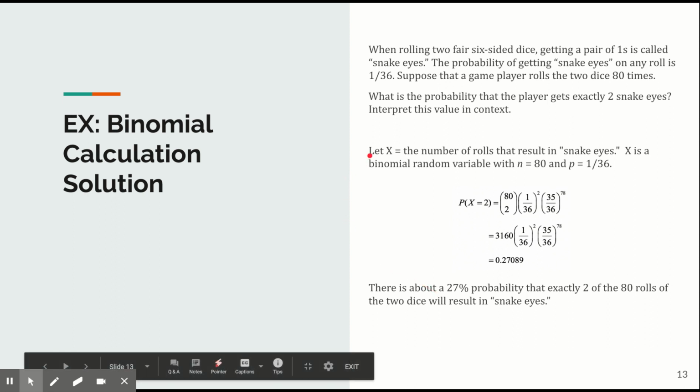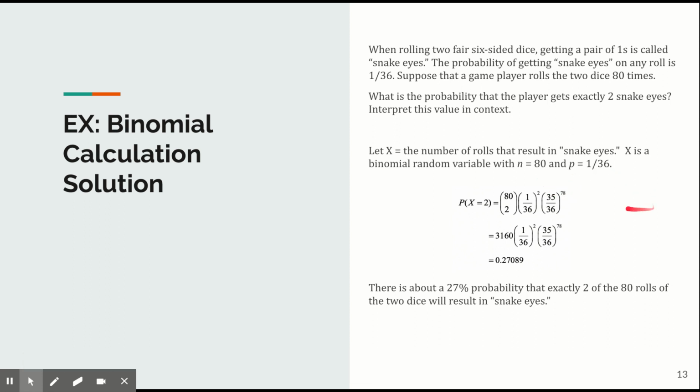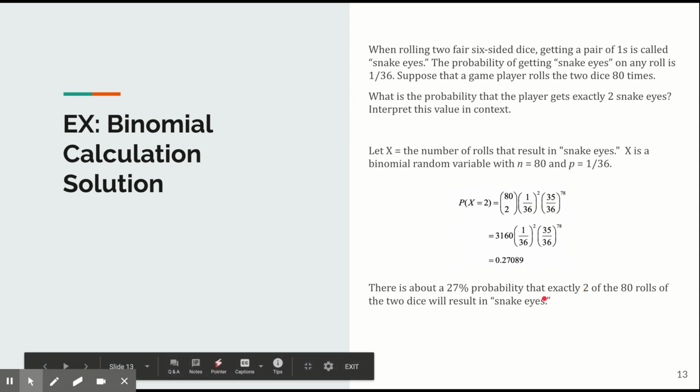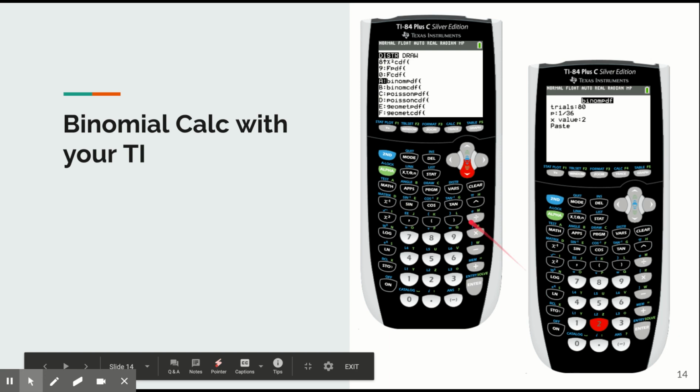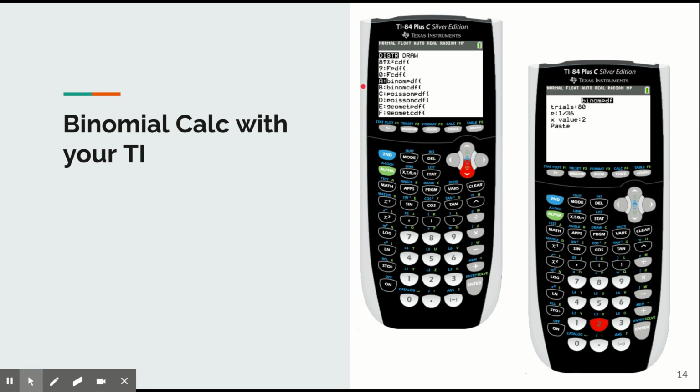Right, so we defined our random variable. We defined n, the number of trials, and p, the probability of success. We plugged into the formula, and I used my TI to get this number, and then we interpret in context. All right, so using your TI, you would have binomial PDF again. Remember, that's second distribution, 80 trials, probability of success, exactly 2 snake eyes, and paste it, and we get that number.